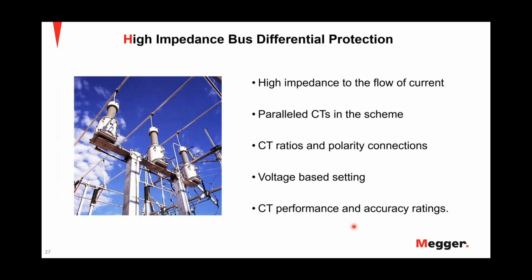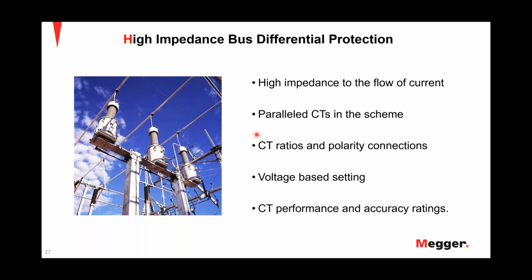Now let me talk specifically about high impedance bus differential protection. This is one of the commonly used and popular types of bus protection schemes, and it is popular among electromechanical relays and has been in use for many years. As the name suggests, a high impedance relay has a very high impedance to the flow of current. Like I was mentioning before, this scheme requires that all the CTs used in the scheme be of the same ratio.